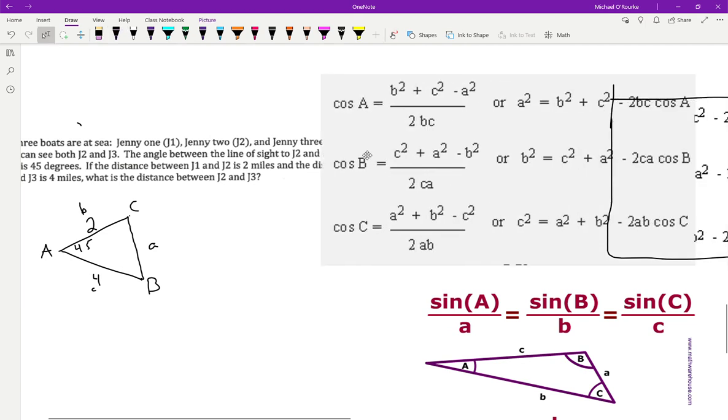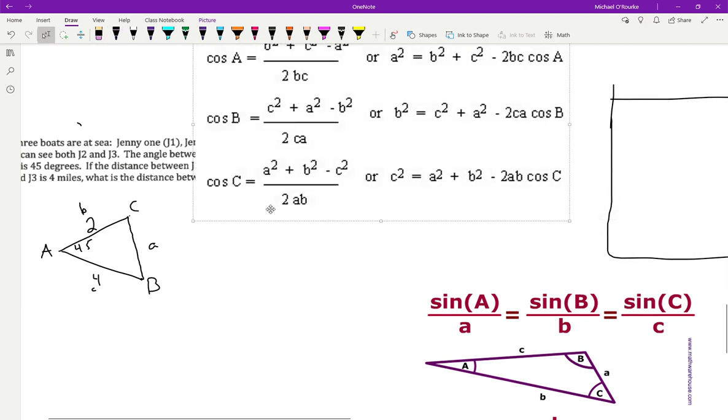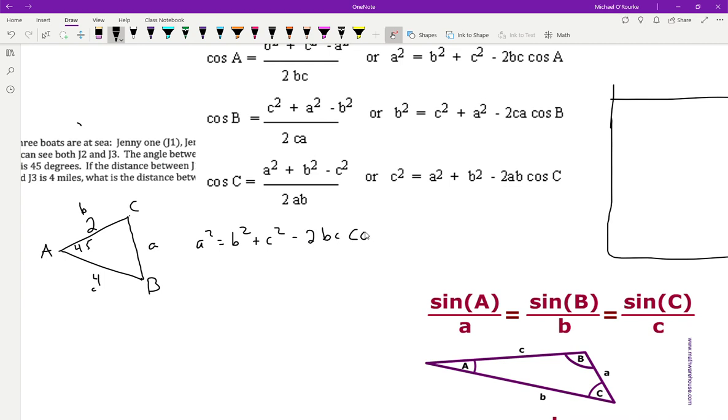I'll pull it over here so we can take a look at it as we write it down. So I can write it down here as a squared equals b squared plus c squared minus 2bc cos a. And then we plug in from there.